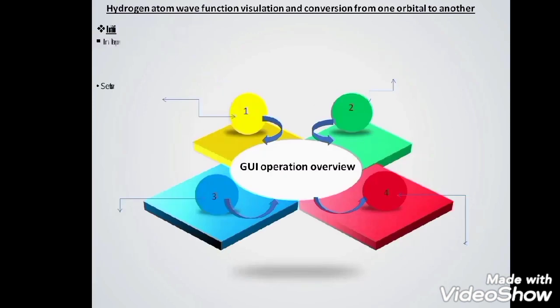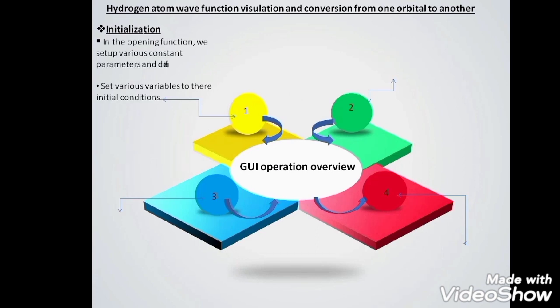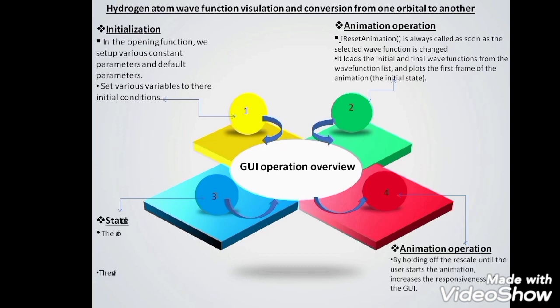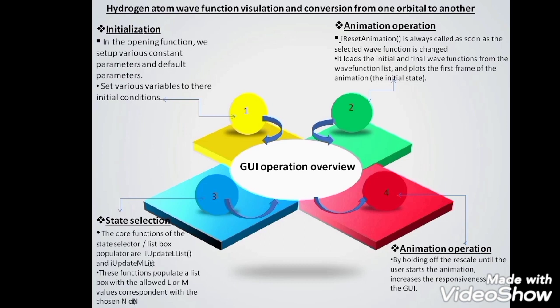Let us consider the GUI operation overview. In the opening function we set up the various constant parameters and the default parameters, and after that we need to animate our operation. The purpose of this animation operation is that it helps to load the initial and final wave functions from the wave function list. One of the most important things is that by holding off the rescale until the user starts the animation, it helps to increase the responsiveness of the GUI.